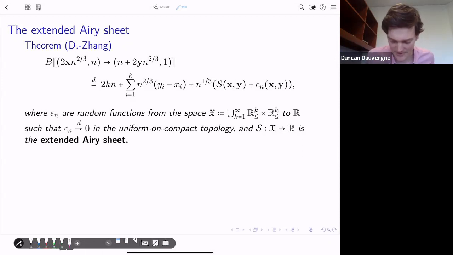So I'm looking at multi-point last passage. So this theorem says that if I try and take the scaling limit of multi-point last passage percolation from now a vector x to a vector y, then up to a mean term, what I see is some random function S of xy. We call S the extended Airy sheet. So S takes values, its domain is all possible pairs of ordered K tuples X and Y. So it's kind of this funny domain.